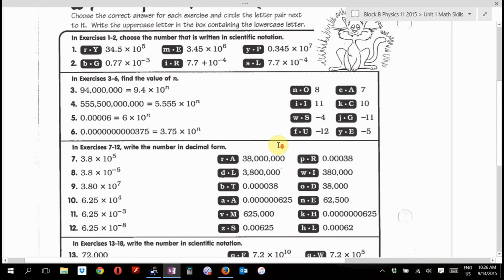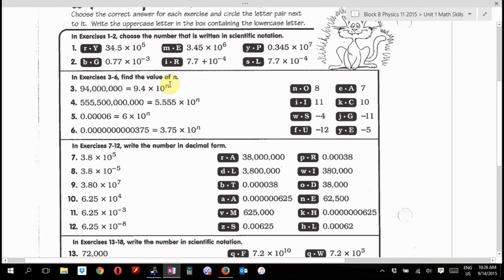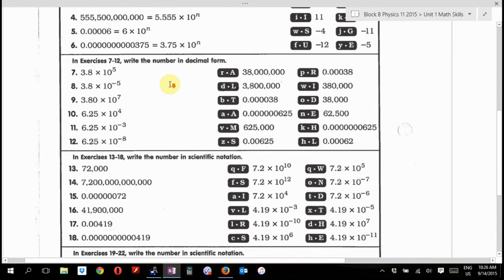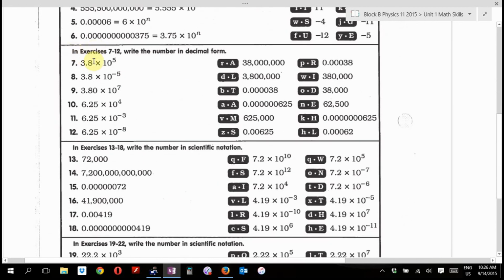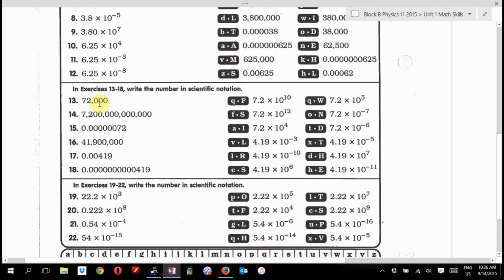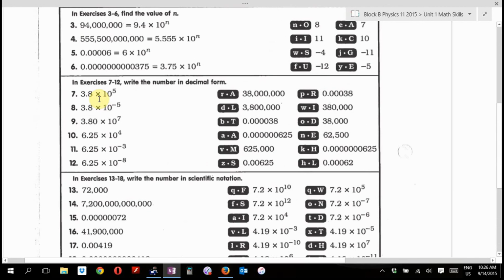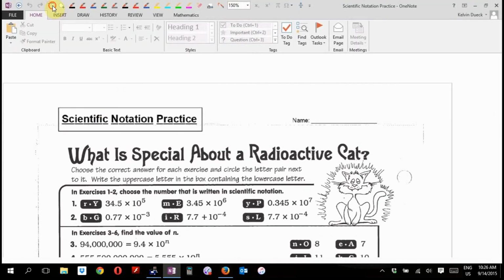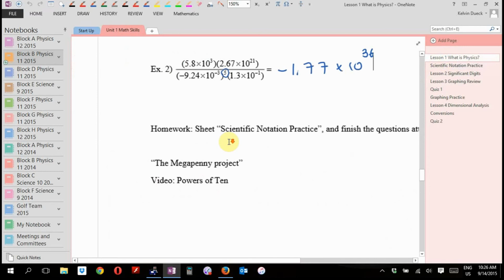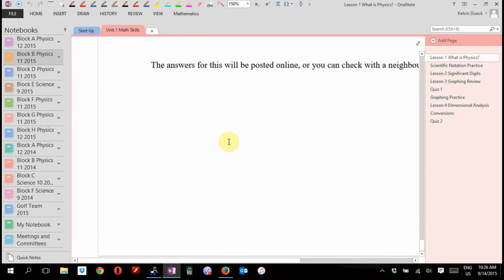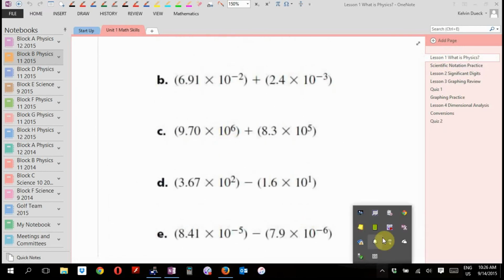So the way it works, in number 2, find the value of n. So you're just writing it in scientific notation. Number 7 to 12 is going backwards from scientific notation, writing back in standard or decimal form. Number 13 to 18, write it in scientific notation. And 19 to 22, write them in scientific notation. They're pretty good. They'll go pretty quick. And then you also have these questions assigned and attached. Pause the video.